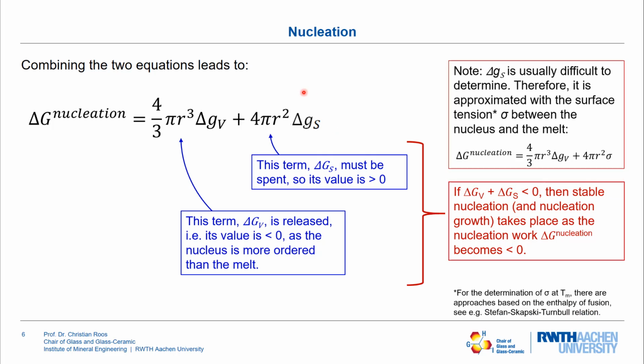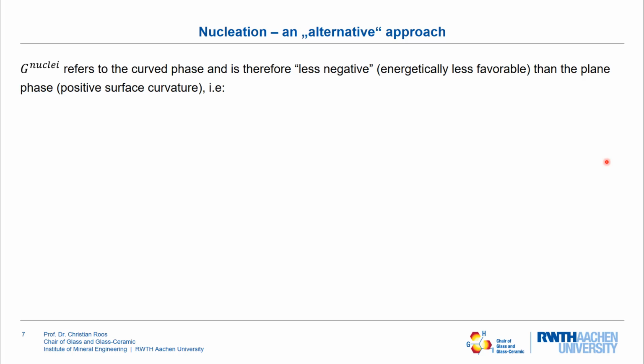Also, please note that it's usually quite difficult to determine the delta GS here for the energy that must be spent against the surface tension. And this is why this part is usually approximated by taking the surface tension itself as delta GS, which then leads to the equation as written here by simply substituting the delta GS against the surface tension. Now, this is so far the classical nucleation theory from a very simple thermodynamical point from VOLMER and BECKER.